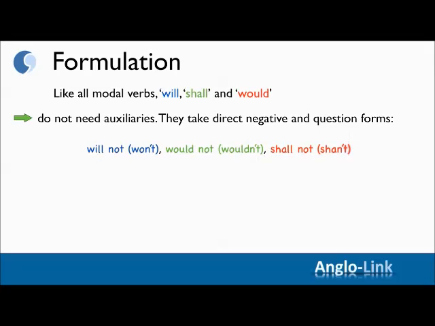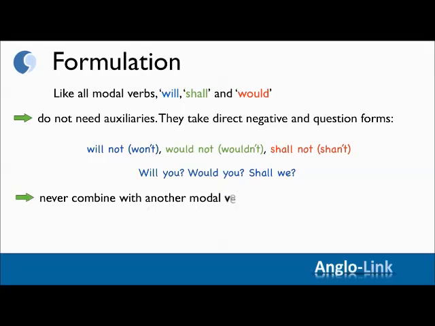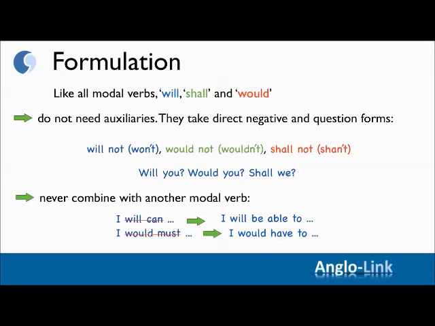Will not, would not, shall not. Will you? Would you? Shall we? And finally, they never combine with another modal verb. Not I will can, but I will be able to. You can't say I would must. You'd have to change must to I would have to.